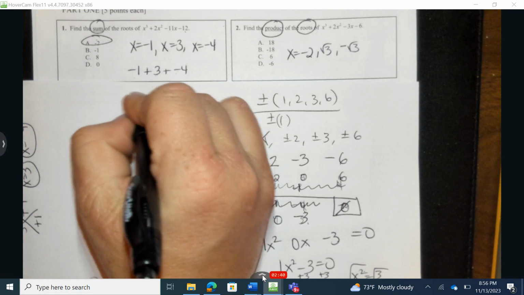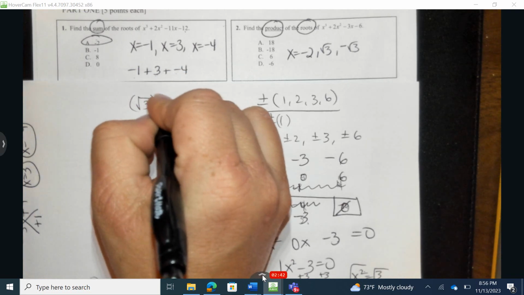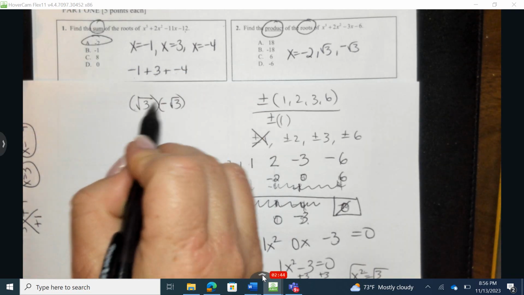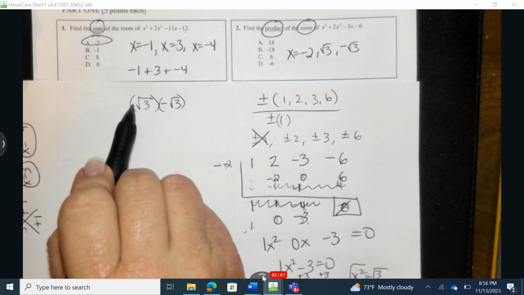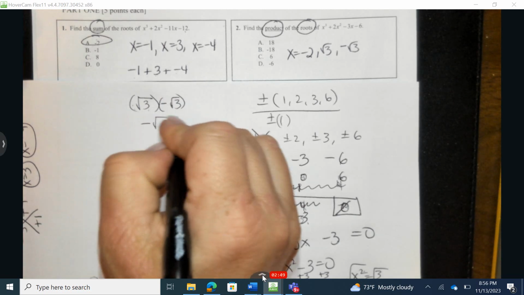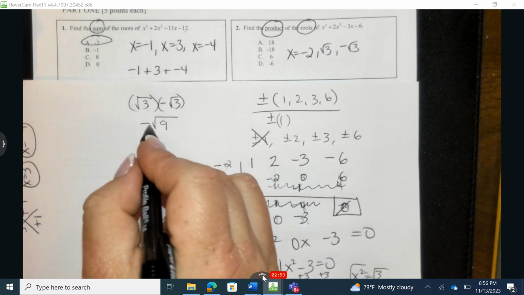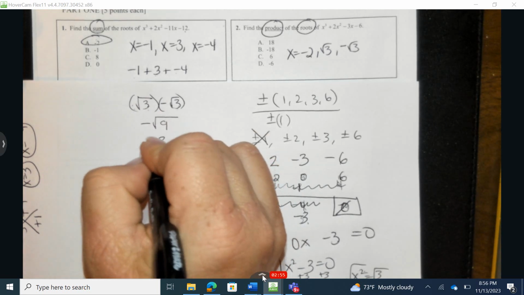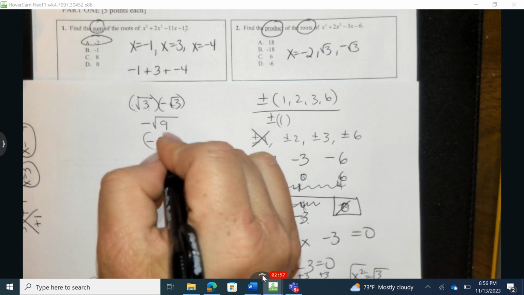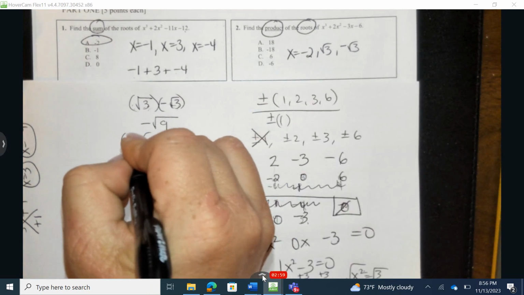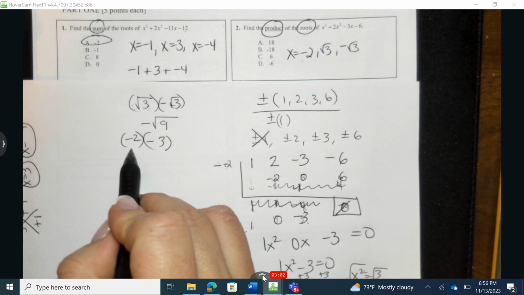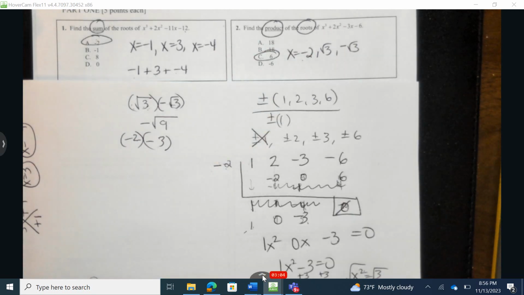So let's first start by taking radical 3 times negative radical 3. A positive times a negative is a negative, and 3 times 3 is 9. Square root of 3 times the square root of 3 is square root of 9. Well, I know the square root of 9 is 3. So multiplying these two quantities gives me a negative 3. Now I'm going to multiply that by the negative 2 that hasn't been used to end up with a positive 6.